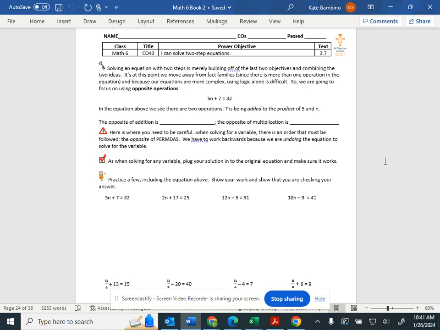So if we have 5n plus 7 equals 32, we can see that there are two operations. We have that plus 7, so we're adding 7, and we have the product of 5 and n, 5 times n. So there's two operations. The opposite of addition is what? Subtraction. And the opposite of multiplication is what? Division.